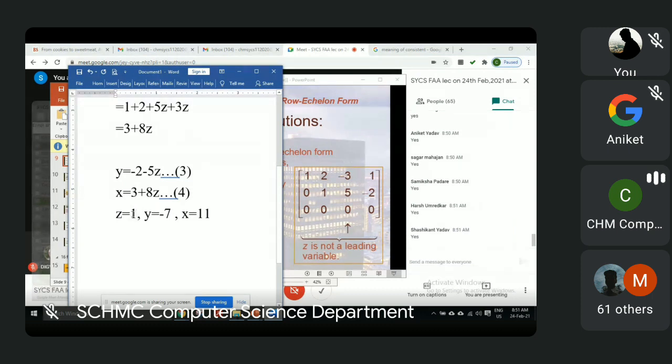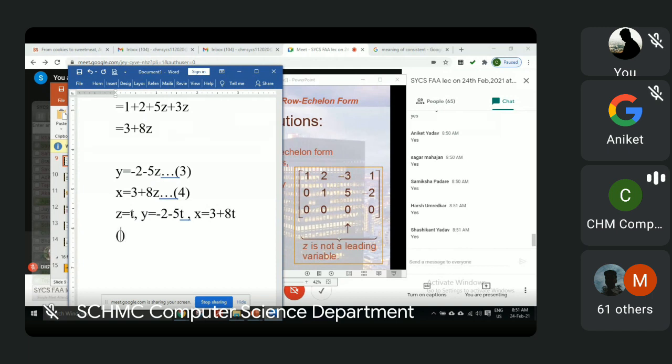So we usually don't write it like this. We simply write z equal to t, and y equal to minus 2 minus 5t, and x equal to 3 plus 8t. And what will be my solution?